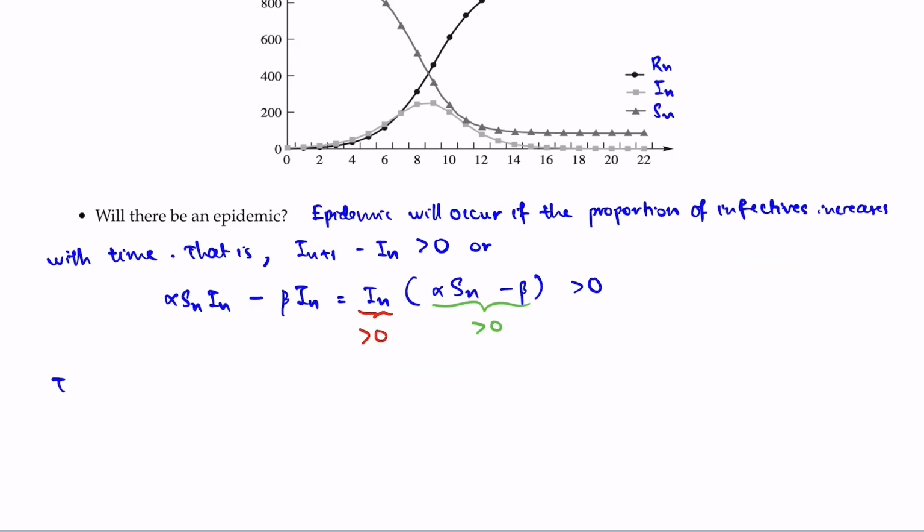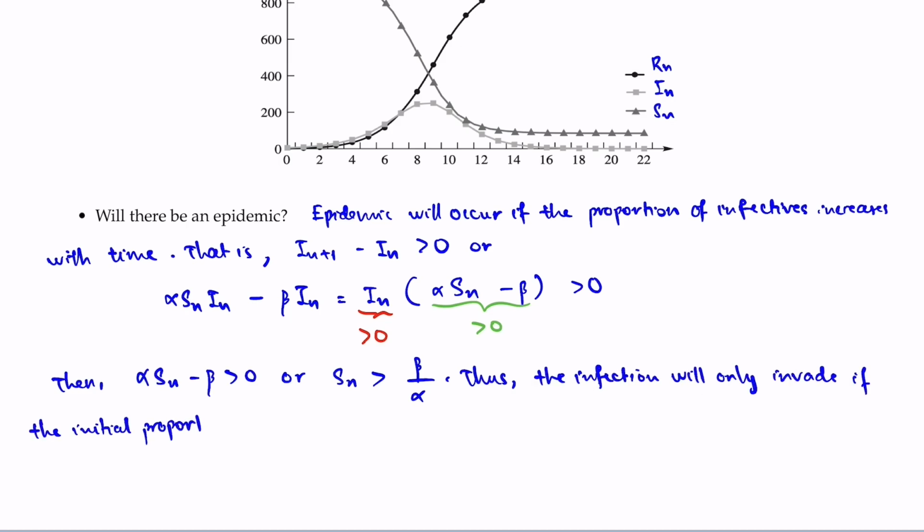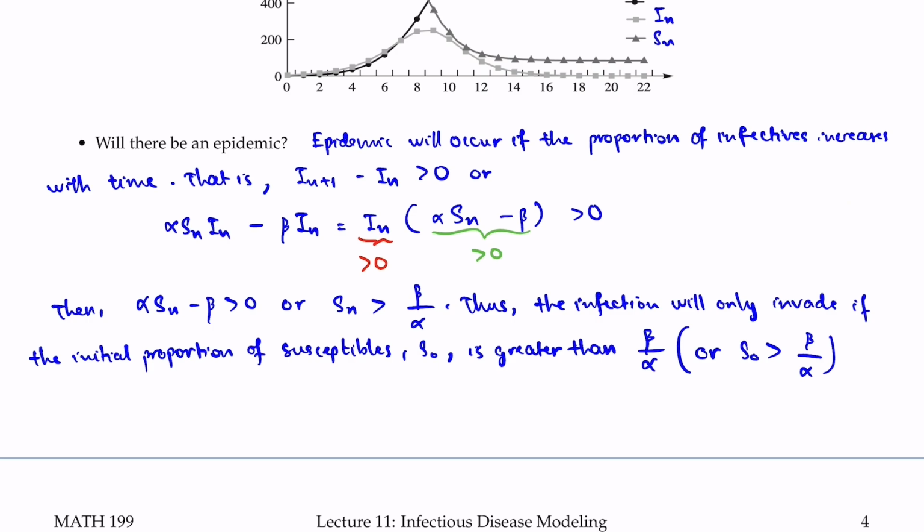This implies that alpha times S sub n minus beta is greater than 0, or S sub n is greater than beta over alpha. Thus, the infection will only invade if the initial proportion of susceptibles, S sub 0, is greater than beta over alpha. So if S sub 0 is greater than beta over alpha, then the epidemic is growing. And if S is less than beta over alpha, then the epidemic is shrinking.